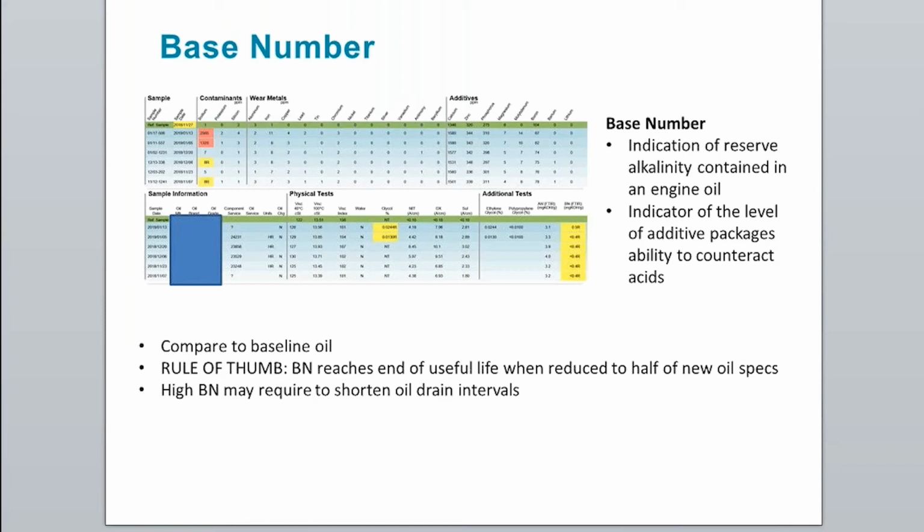When high sulfur sour gas or landfill gas is in use, the typical natural gas oils available may not sufficiently protect the engine from the acid components. In these cases, the engine operator may need to shorten oil drains or select an oil with a higher base number, which will provide a higher level of alkalinity. A general rule of thumb is that base number reaches the end of its useful life when reduced to half of the new oil spec.